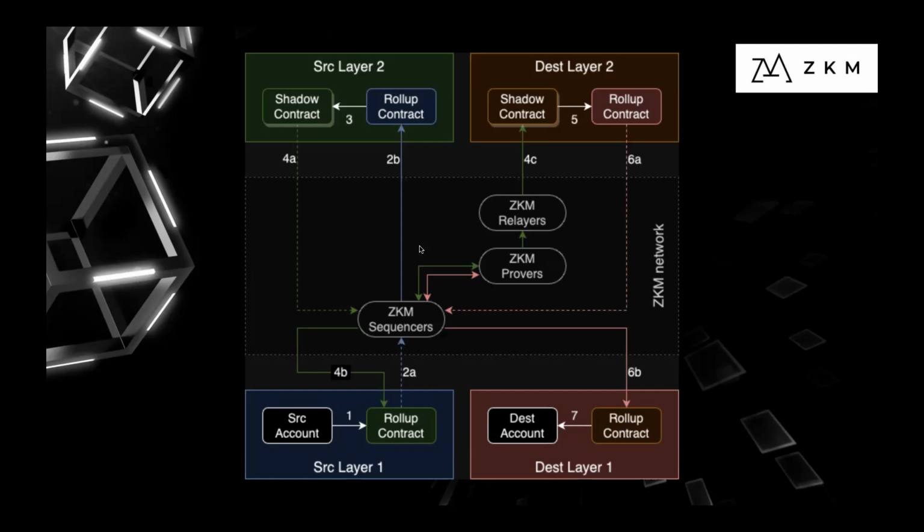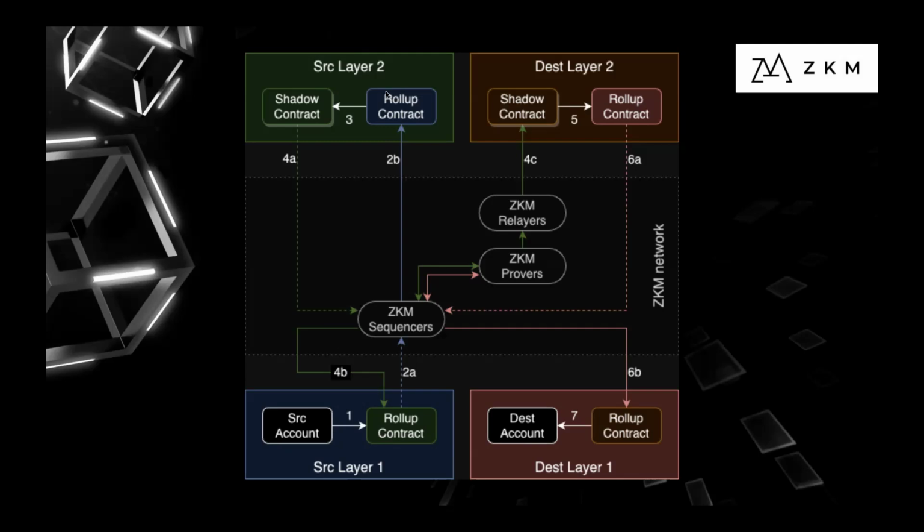So from this diagram, we have two entangled chains over here. A transaction can be initiated on the source layer 1 or source layer 2, and the destination account can be on the L1 or L2. For this diagram, let's say the transaction starts on the source layer 1 and the destination account is on the destination layer 1. So, L1 to another L1. Basically, from the source account, the transaction will be posted on the source's L1 rollup contract.